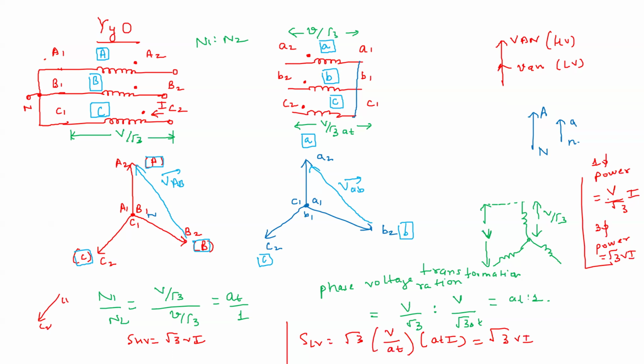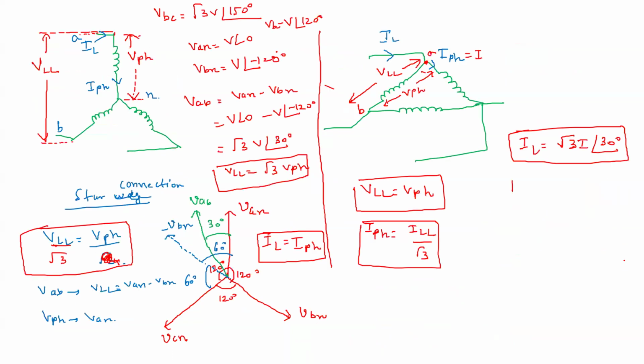So you will get, because this is V phase into I phase. Now V phase is V line-to-line by root 3 into I. So you have V by root 3 into I. And if you take 3 times the single phase power, you will get the 3 phase power. So if I multiply 3 in this, this becomes root 3 into VI. Okay, like this. Now let us go to the other vector group, which is Yy6.